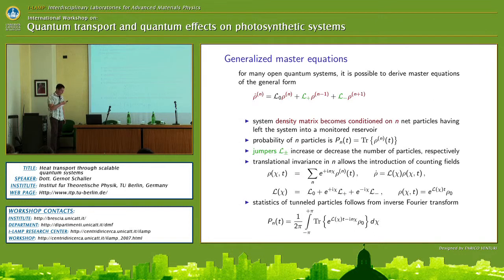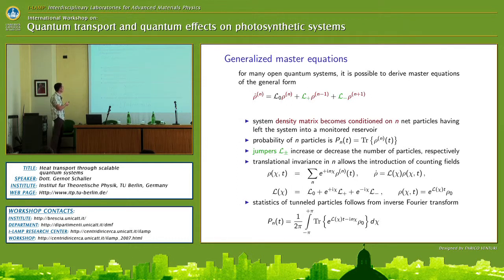master equations. Now, this is not necessarily a rate equation, so these are now superoperators, right? I arrange these density matrices in a vector, and that becomes a large matrix. But in this weak coupling assumption, they typically have this general form, that you only couple density matrices conditioned on n particles having left the system into a certain monitored reservoir with plus or minus 1 particles. So it's a kind of sequential tunneling in electronic transport.